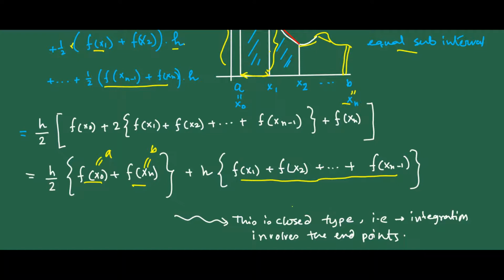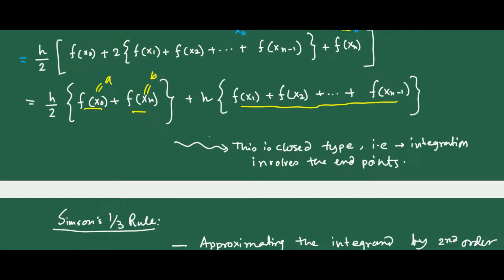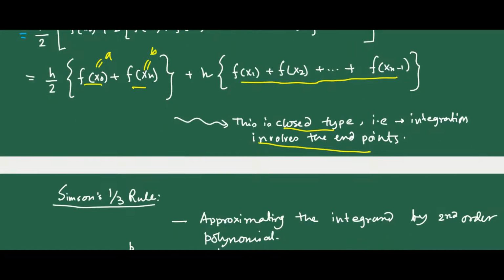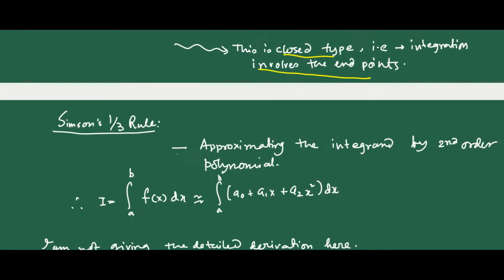This is a closed type of formula because in these numerical methods it includes the endpoints, that means a and b, while doing the integration. That's the main point you should bear in mind. It involves the endpoints; this is called closed type. Simpson's rule is also the same kind of thing.